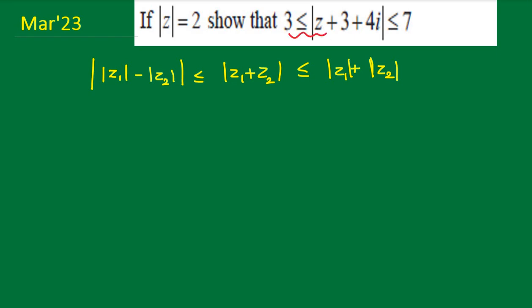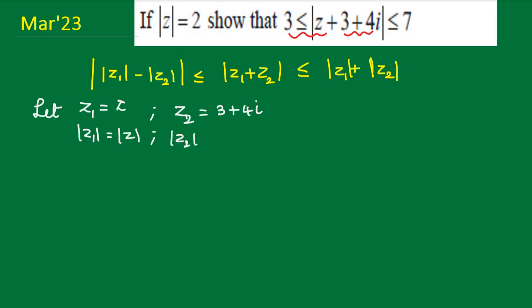So let me take z1 is equal to z, and I'm going to take the second term 3 plus 4i as z2. So let z2 is equal to 3 plus 4i. Now the modulus of z1 is equal to modulus of z. Similarly, modulus of z2 is equal to modulus of 3 plus 4i, which is equal to root of 3 squared plus 4 squared, which is root of 9 plus 16, root of 25, which is equal to 5.